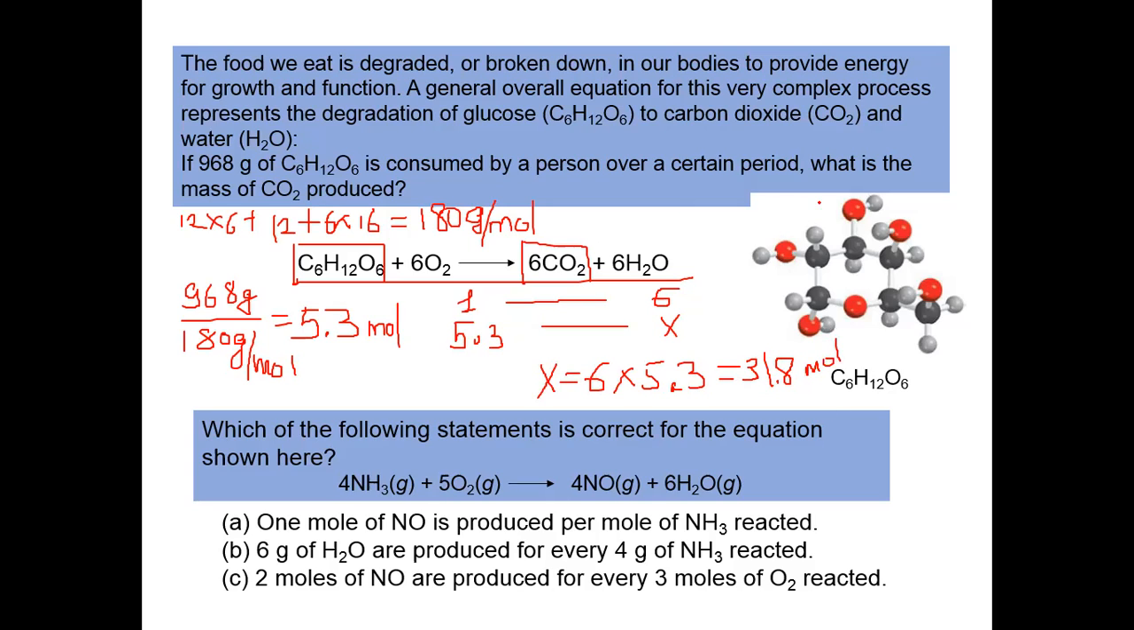Okay, so what is the next? It says, what is the mass of carbon dioxide produced? We calculated the moles, but this is not the mass. It's just the number of moles. So how do we find the mass? We find the molar mass of CO2. What is the molar mass of CO2? It's going to be 44 grams per mole.